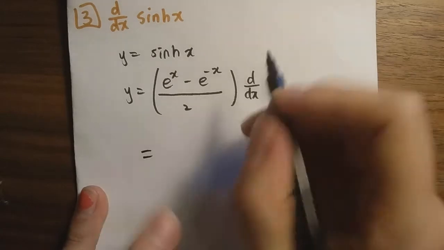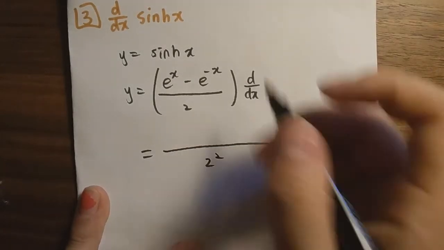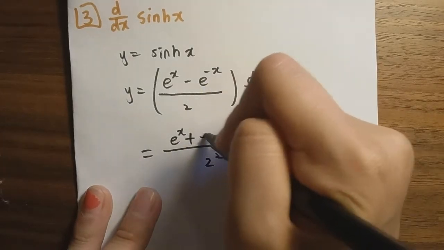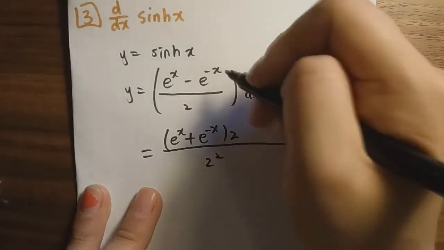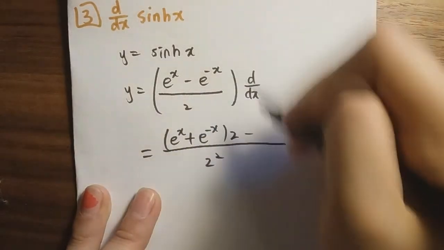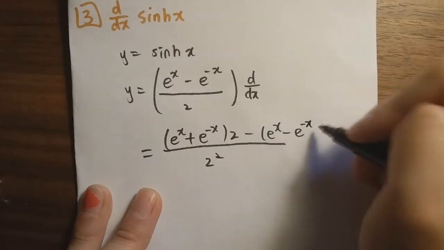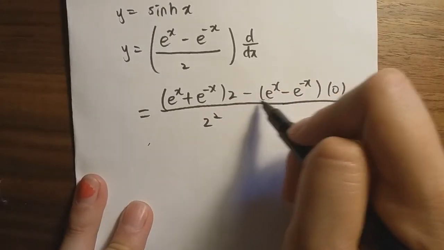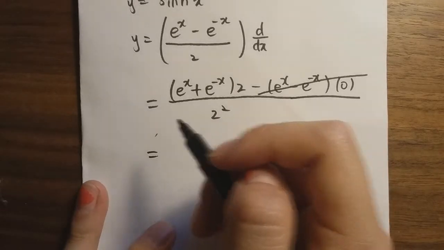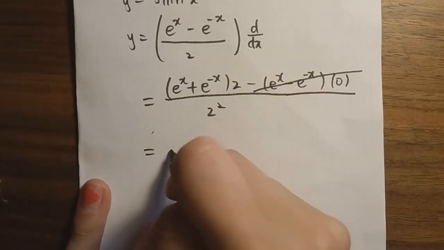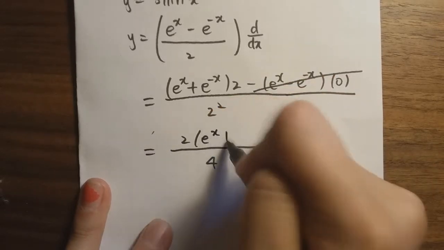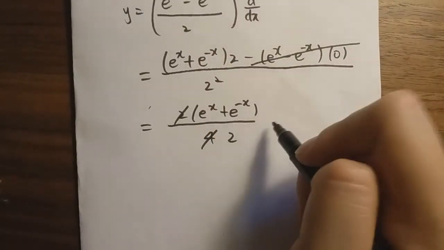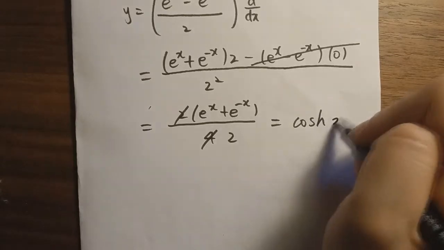we apply the quotient rule, which gives you 2 squared on the bottom, and the derivative of the top, which is e to the power of x plus e to the power of negative x, times the bottom, minus the top times the derivative of the bottom. And this term goes to zero, and that equals 2 times e to the power of x plus e to the power of negative x on top, 4 on the bottom, and that can be reduced, and that's equal to the cosine hyperbolic of x.